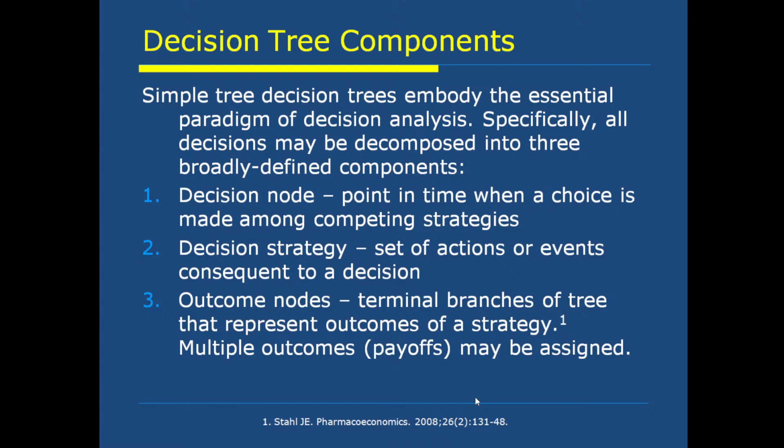Decision strategy: a set of actions or events consequent to a decision. Outcome nodes: these are the terminal branches of the tree that represent outcomes of a strategy. Multiple outcomes, payoffs, may be assigned.